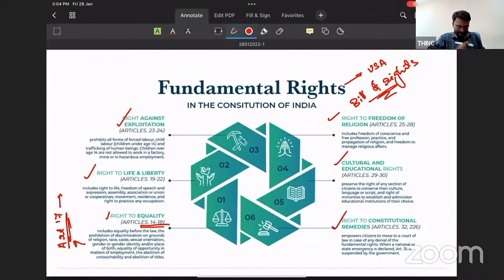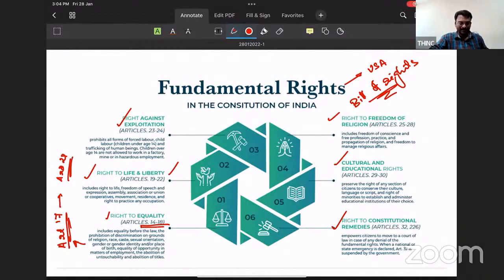So the next one is the right to liberty, Article 19 to 22. Right to life is Article 21. Right to life is coming under Article 21. Right to privacy is coming under Article 21. There are a lot of subclauses for Article 21, and we are just discussing the important things. Right to privacy is also a subclause in Article 21.